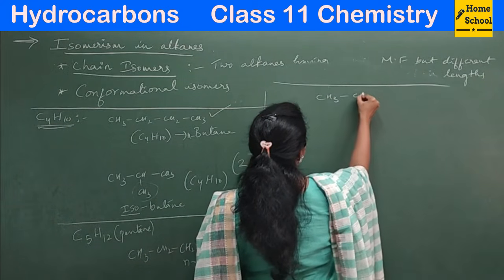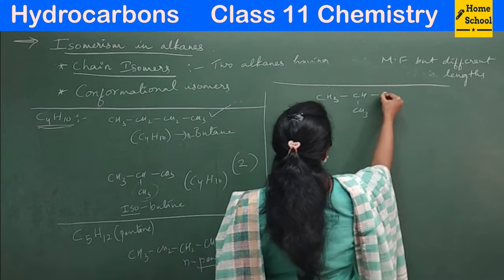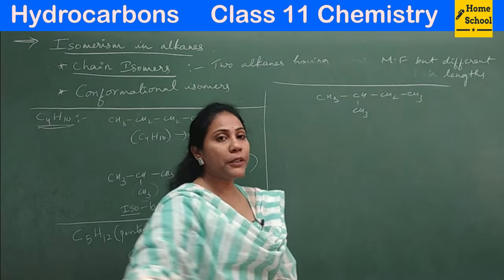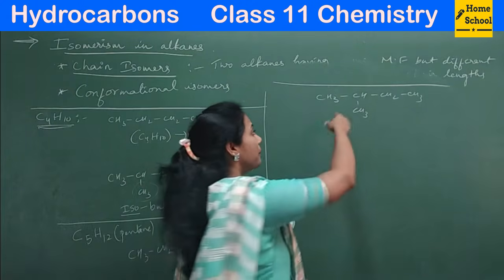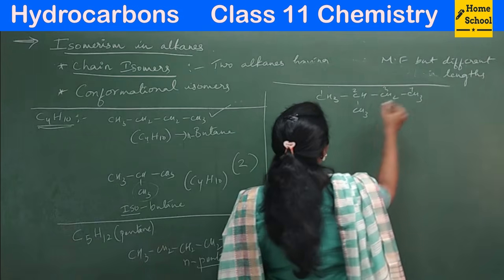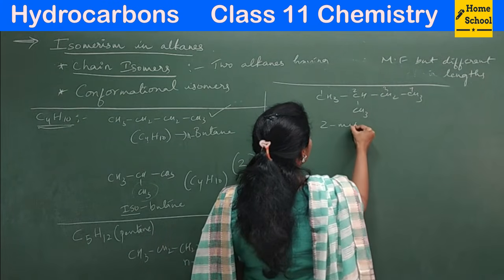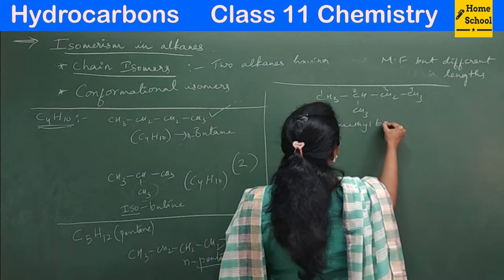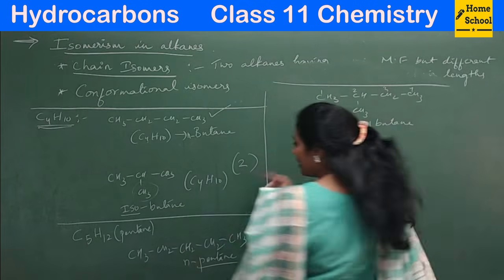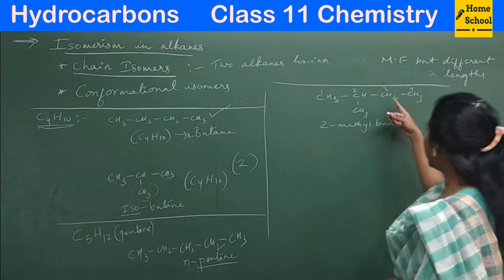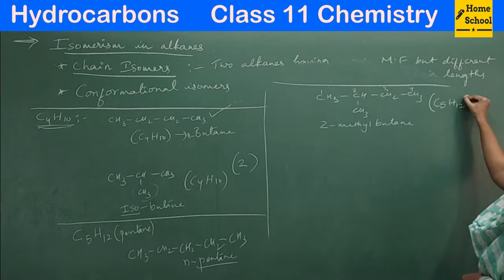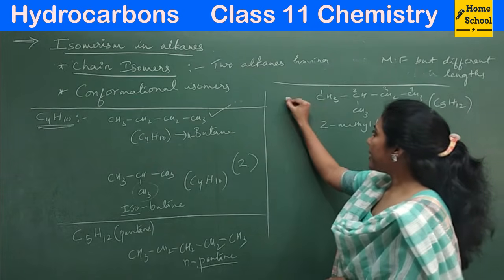See, CH3, CH, CH3, CH2, CH3. So if I ask you to write the IUPAC name, how do you write the IUPAC name here? It is 1, 2, 3, 4, isn't it? So it is 2-methylbutane. 2-methylbutane is the IUPAC name. So this is another way of writing C5H12. See, even this has the formula C5H12, isn't it? So that is the second isomer.